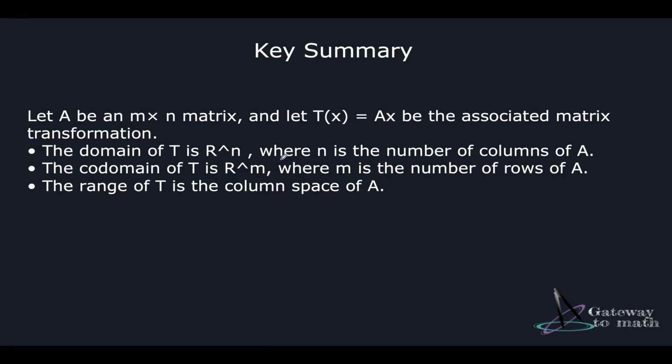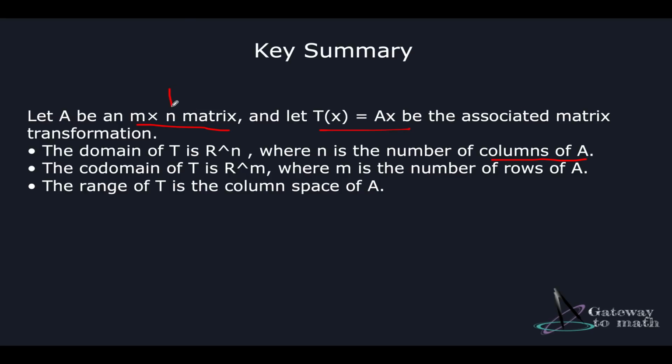Some important key summary. Let A be an m cross n matrix and T(x) equals Ax. So T is the transformation function, and represented in the form of a matrix it becomes Ax, the associated matrix transformation. Then the domain of T is R^n, where n is the number of columns of A. You have to keep that in mind.